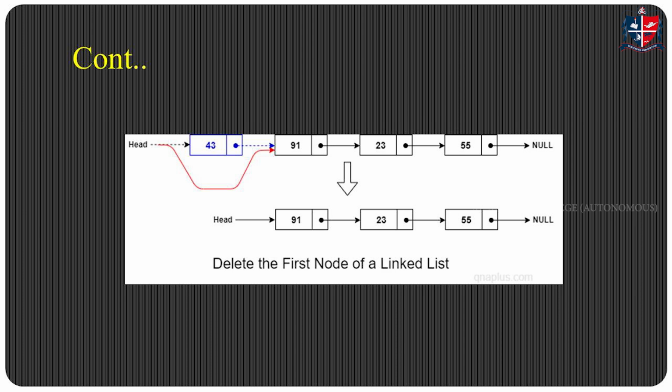So we shift the head to the next pointer, and only then can we delete this element. That is, assign the new head: head is equal to temp's next, and just delete the temp value. That's how you can perform the deletion operation from the beginning of a linked list.